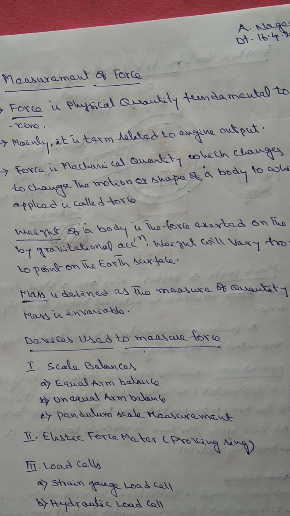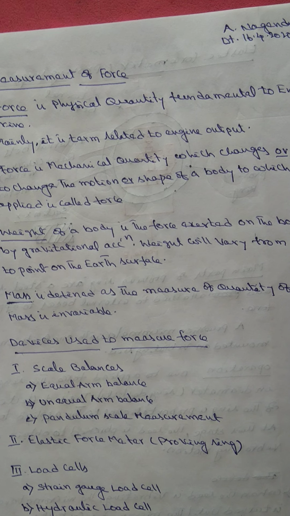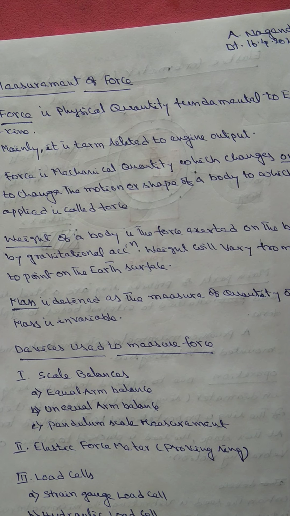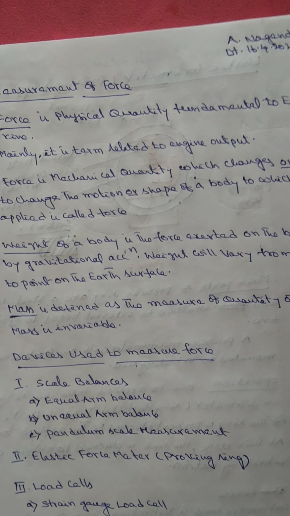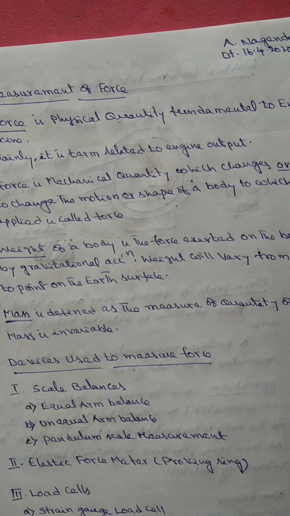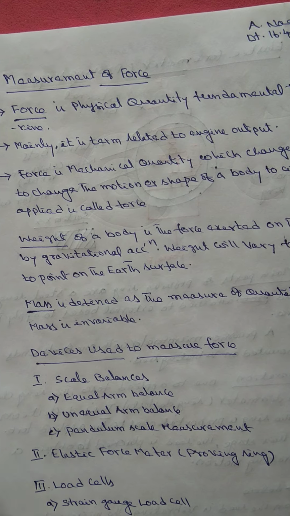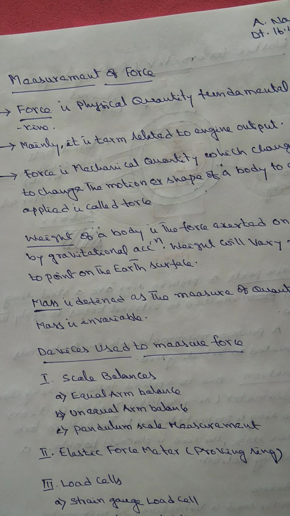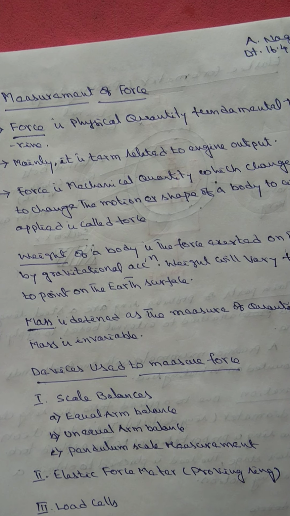So one more thing we can define is mass. What is mass? Mass is defined as a measure of the quantity of matter. Mass is invariable. Suppose somewhere the mass is 10 kg, it will be the same everywhere, whereas the weight may be 9 kg, 9.5, 9.8, like that. So that is the thing.